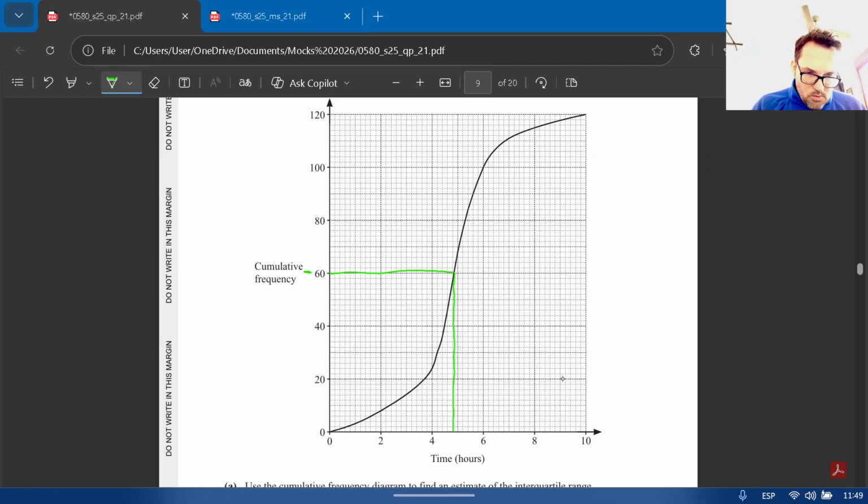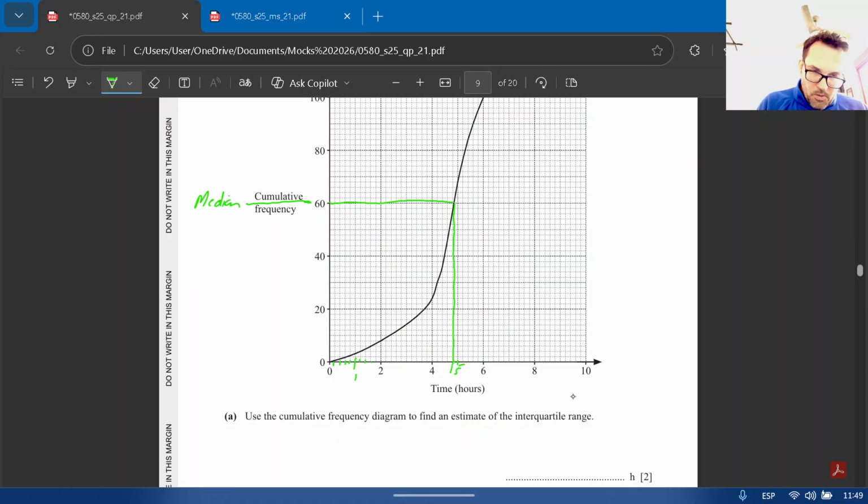Let's see how much each square is. Between 0 and 2, there are 10 squares, so each little square counts 0.2. Let's see, 2, 4, 6, 8, 1, 12, 14, 16. So this will be 5 hours, so this will be 4.8 hours. So the median is 4.8 hours. Okay, so 50% of people spend less than 4.8 hours on the internet and 50% spend more.